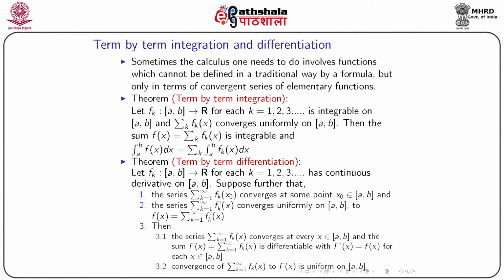And secondly, convergence of the series sum over k from 1 to infinity f_k(x) to capital F(x) is uniform on this closed interval [a, b]. Now the proofs of these two theorems are beyond the scope of this lecture, so we will be showing how we are using these two things in our algebra.